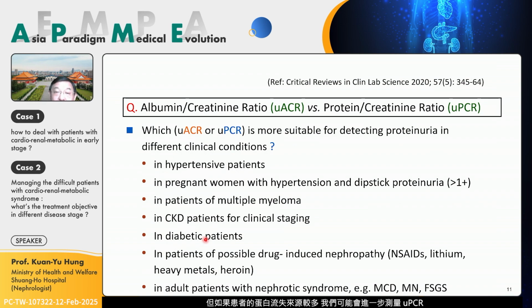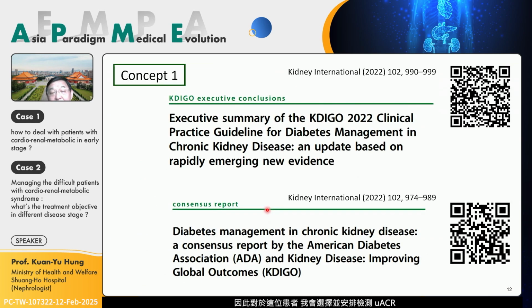But for a patient with multiple sources of protein loss, we might choose the PCR level. For example, in patients with primary nephrotic syndrome, preeclampsia, and multiple myeloma. So for this patient, I will arrange to check the urine ACR. It was supported by 2 articles published in Kidney International 2 years ago. You may scan the QR code here to download the full article.